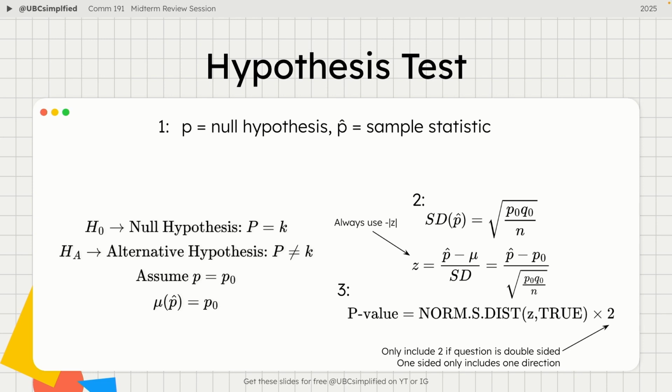And to make our lives easier, once we calculate this, we're going to absolute value it and times it by -1. So we take our 0.6, the proportion we got from our sample, minus the proportion of the population that was given to us, divide it by the standard deviation. That gives us z. We're going to turn that into absolute value and make it negative. And then all we have to do is just plug it into norm.s.dist, and then if it's one-sided, do nothing. If it's two-sided, times it by 2. And then compare it to your alpha value.